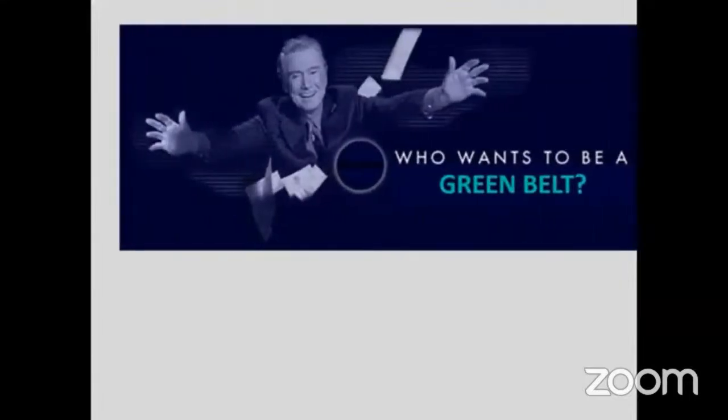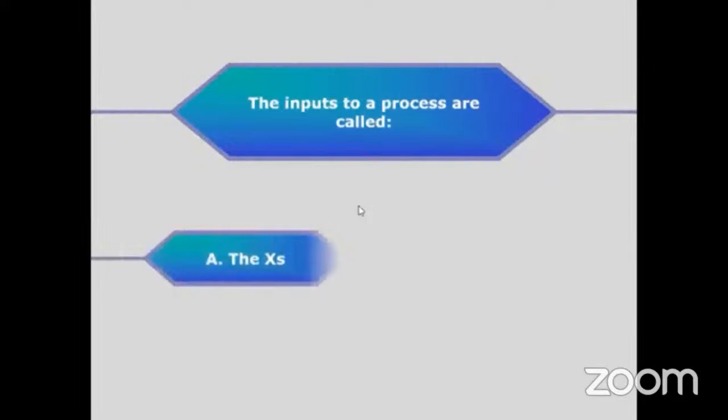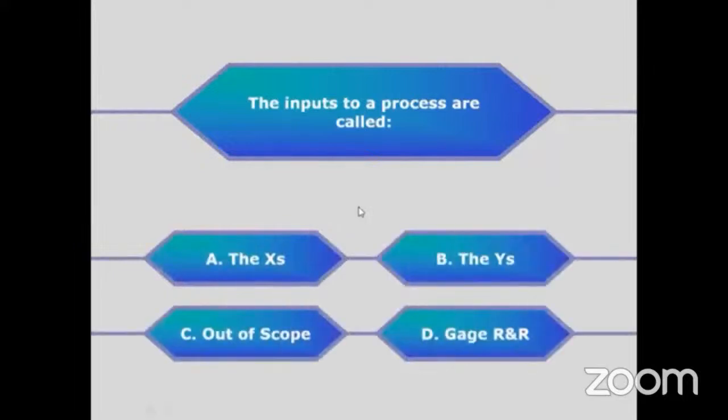Ladies and gentlemen, here is your chance to win $1 million. First question on your computer screen: the inputs to a process are called the X's, the Y's, out of scope, or gauge R&R? Right answer will give you $10,000. Wrong answer will not give you anything.